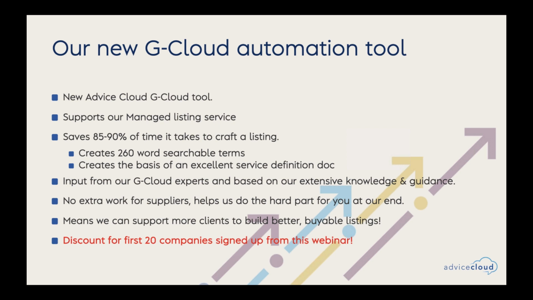And getting you started, we've got our own Advice Cloud G Cloud tool. It supports our managed listing service. It's not available for individuals to use by themselves. We use it because we've distilled and pulled all our knowledge into our app and into our support service here to help you craft a listing and get you started. It takes away about 85 to 90% of the time it takes to put together a listing.